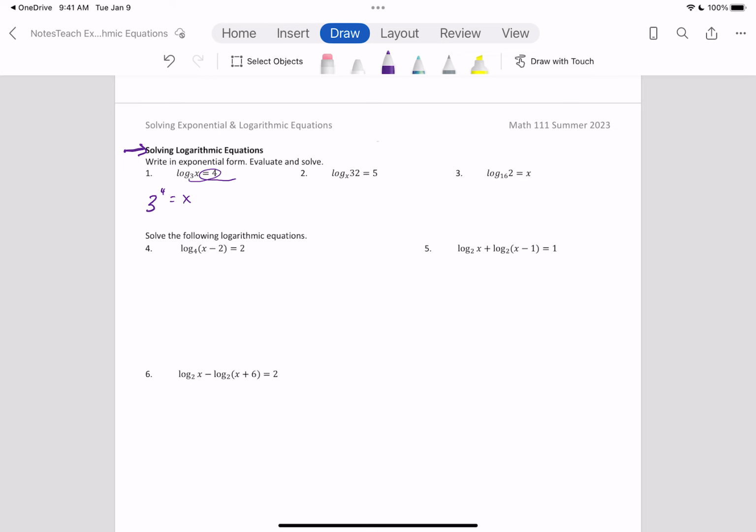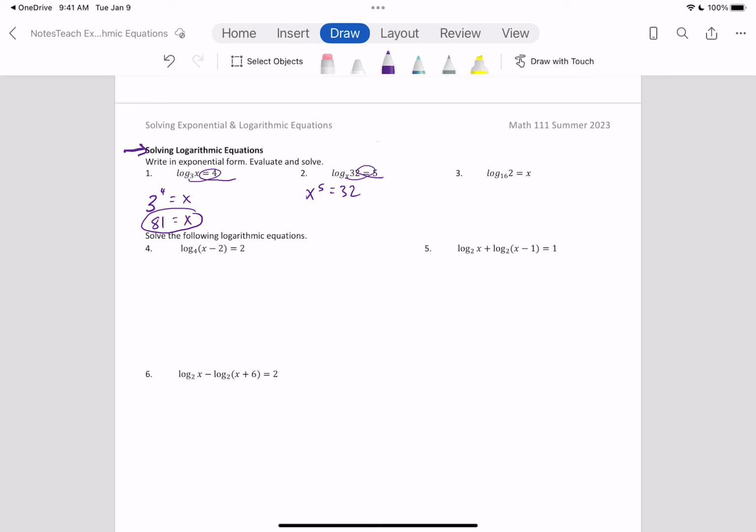And this is our best case scenario. This has the variable equal to something that can be evaluated. So all we have to do is evaluate 3 to the 4th is 81. For number 2, we're going to rewrite it as an exponential. So I get x to the 5th equals 32. And this one isn't our best case scenario. Now I need to be able to figure out how I can determine what x is.